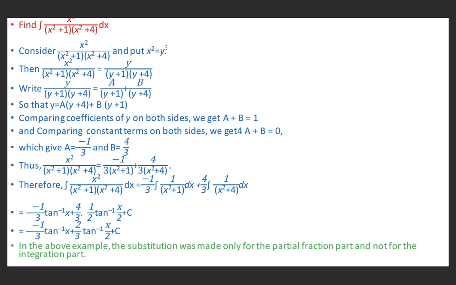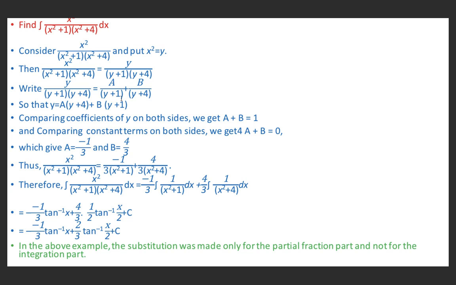If we substitute x square equal to y, then we will get y upon (y plus 1)(y plus 4). So now we have this simple rational function. It will be easier to decompose it into partial fractions as well as to find its integration. So this can be written as a upon y plus 1 plus b upon y plus 4, because both of these are linear factors.